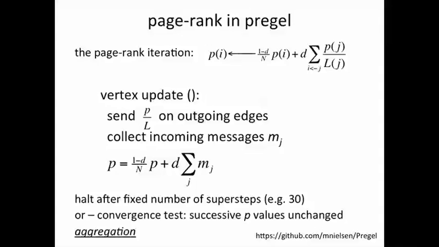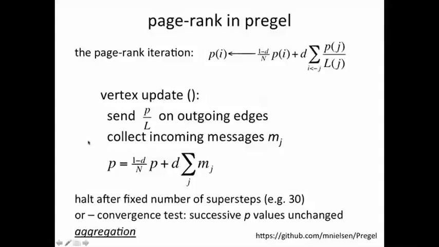Now let's see how you would do this in Pregel. If I'm a vertex, I have some estimate of my page rank, initially some random value. I send my value divided by L, which is the number of outgoing edges that I have. I send it to everybody that I can see on an outgoing edge, and then I look for incoming messages that come from other vertices, and then conduct this iteration.